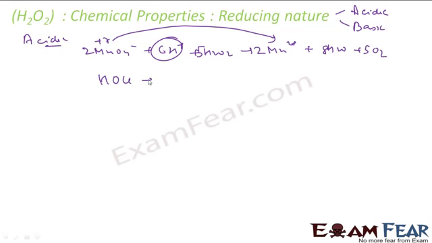Another example can be HOCl, you add H2O2, what you get is H3O plus, that is again acidic, Cl minus, and O2. Right, this becomes minus 2 to 0.